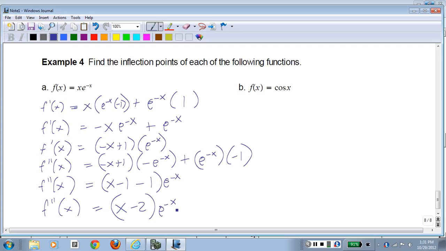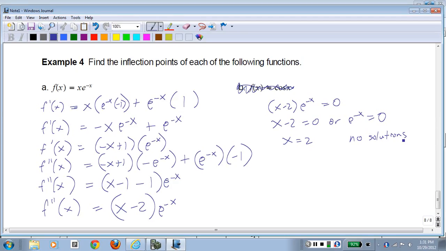All right. Not going to be room for this one, so I'll scratch that out. Let's set this equal to 0. We need a sign graph for f double prime. So x minus 2 times e to the negative x equals 0. X minus 2 equals 0, or e to the negative x equals 0. The exponential function cannot be 0. So either x equals 2 or nothing. No solutions there.